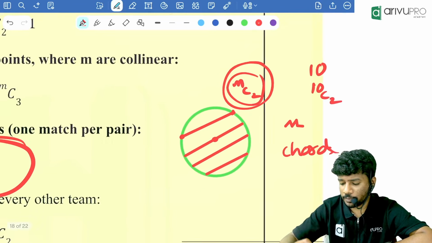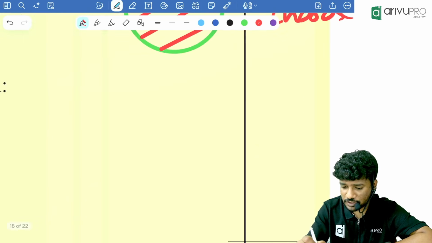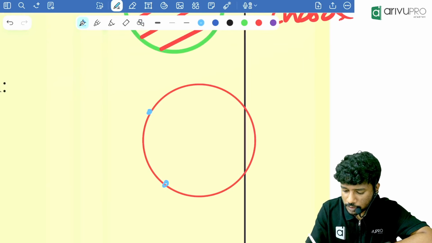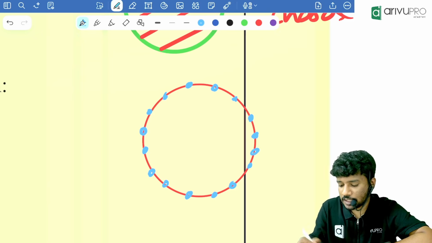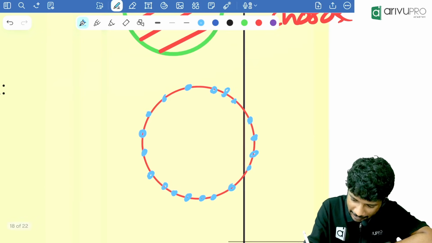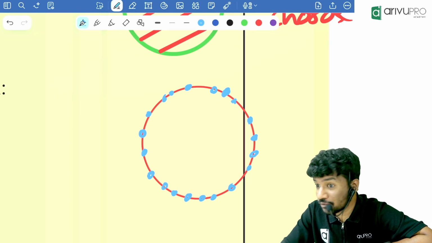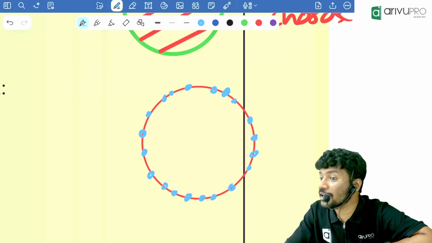Now, chords. I'll come back there. Chord means when 2 points in a circle are joined. For example, there is a circle and there are 20 points in the circle. How many chords can be formed will be the question. The question will be like this: there are 20 points in a circle. How many chords can be formed?